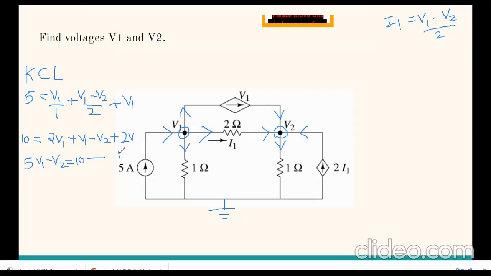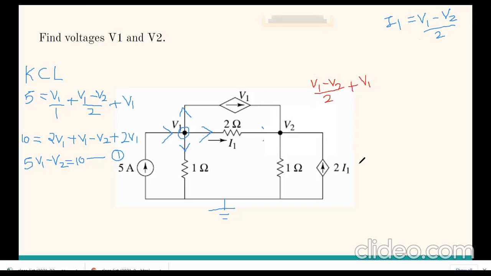Now we will apply KCL similarly at node number 2. At this node 2, we have 3 incoming currents and 1 outgoing current. So let us start. The first incoming current is I1, but we will write it in terms of V1 and V2. So for KCL at node 2, (V1 minus V2) upon 2, plus the second incoming current, which is V1. So plus V1.